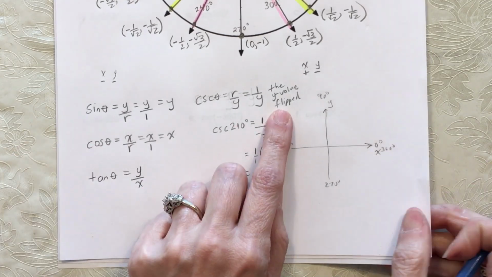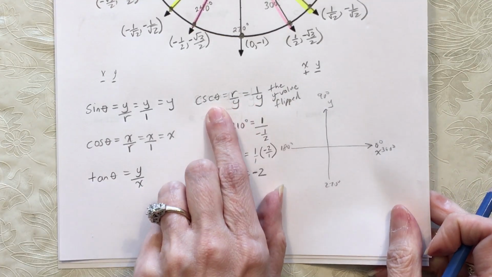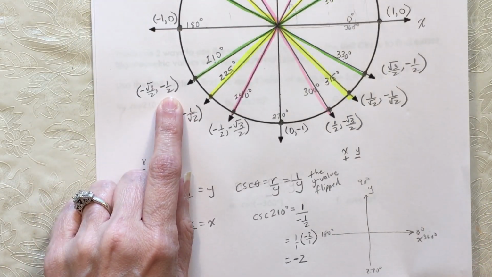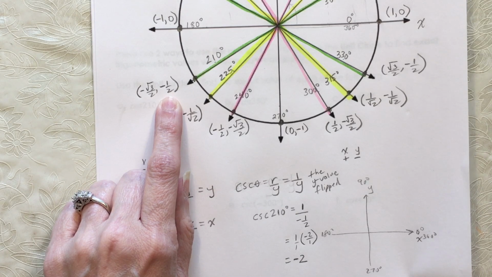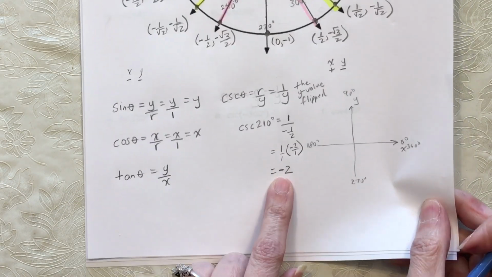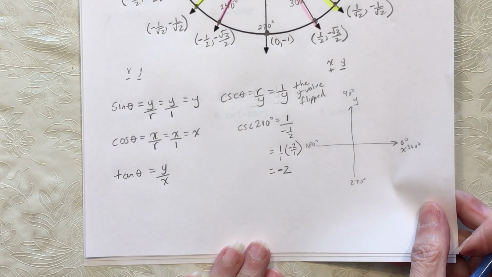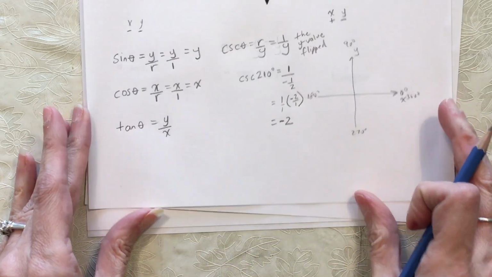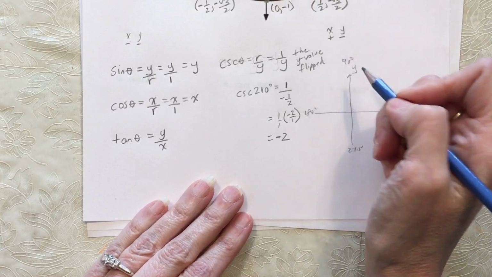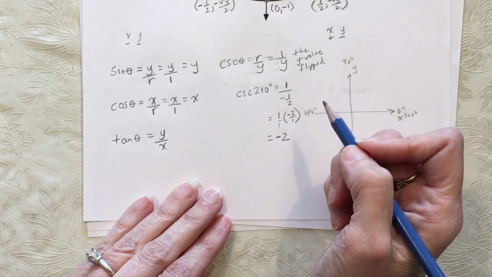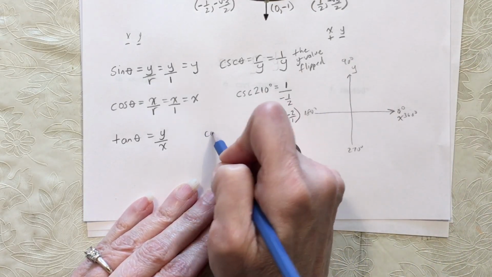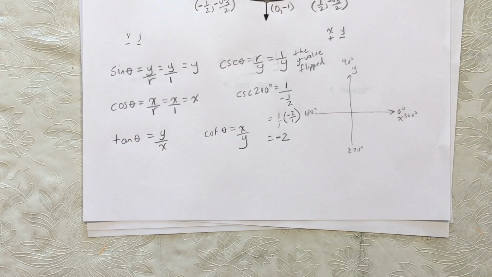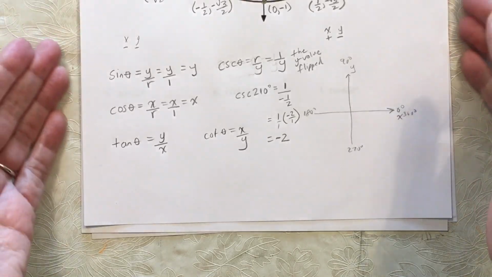But remember I said it's the y value flipped upside down? So if I look at cosecant of 210, I'm going to go to 210, look at my y value, which is negative 1/2. If I flip it upside down, I get negative 2 over 1, which is negative 2, and I don't have to show any of that work. I can just know it. So cosecant is the y value flipped upside down, and secant would be the x value flipped upside down. And then cotan is the x over the y, also easy to do because they're going to have the same denominator.